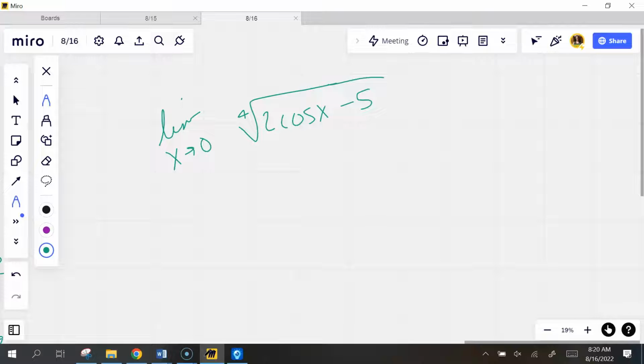What's the cosine of 0? 2 times 1 minus 5. It'd be a negative, so what does that tell me? It does not exist.